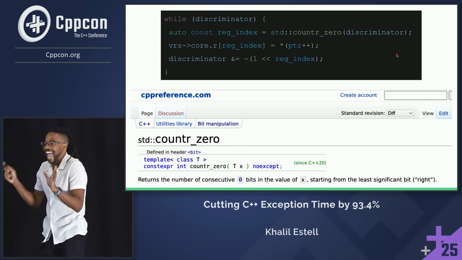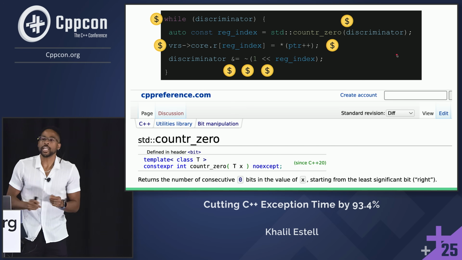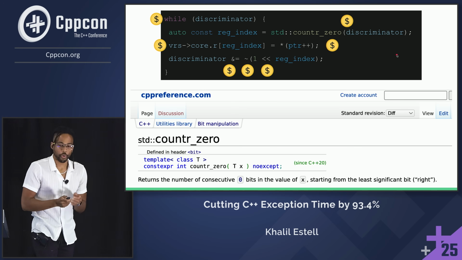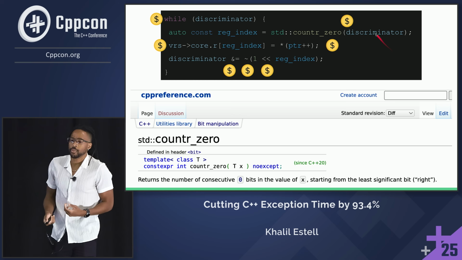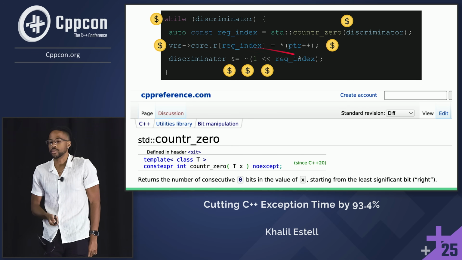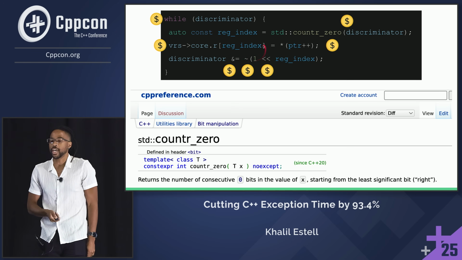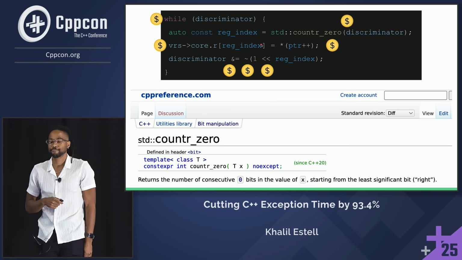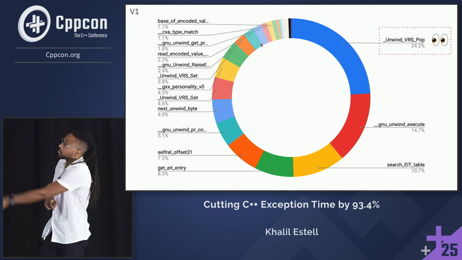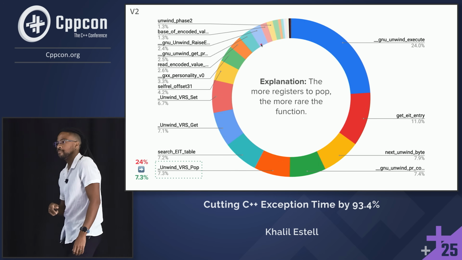Pretty simple. It has the same number of operations. I've not reduced it in any way. All I have done is reduced the amount that I actually searched for. So you use count R0 and the discriminator to get back the index of where the 1 is. You put it into your table, you dereference, you pull it out, and then you clear that bit from the discriminator, and you keep looping over and over again until eventually you have finished. That takes this VRS pop from 24% to 7.3% in terms of runtime.